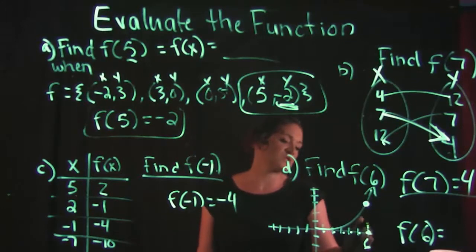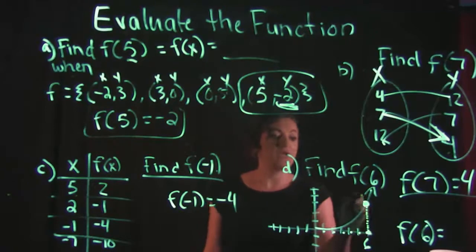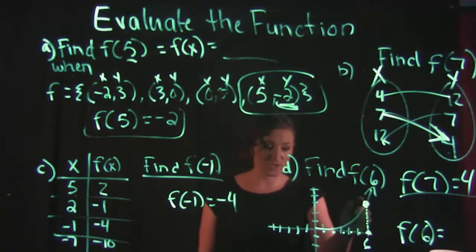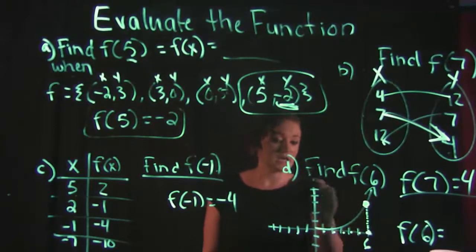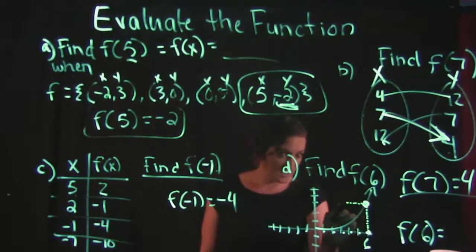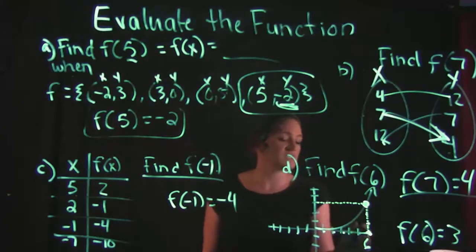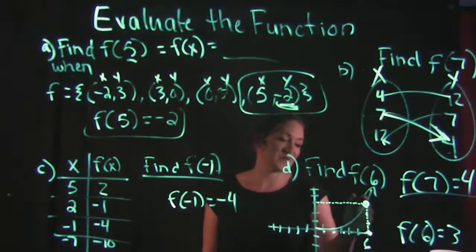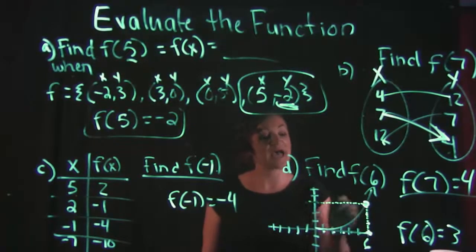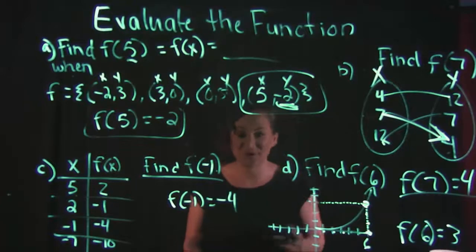I'm just going to go up over here in my graph until I find a point on my line. This point right here is what I'm concerned about. I want to know what the y value is for this point. If I look at my y-axis over here, when x is 6, it looks like y is 1, 2, 3. So when x is 6, what is my y? Since the y here is 3, f of 6 is equal to 3.